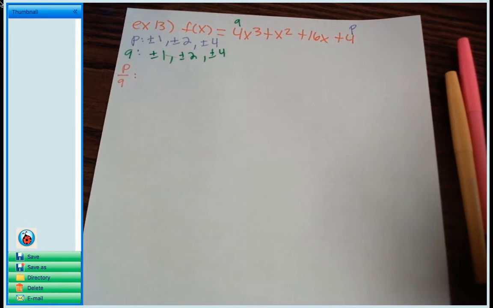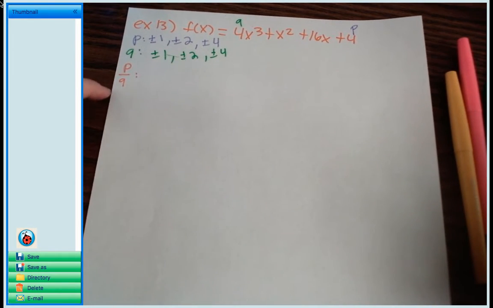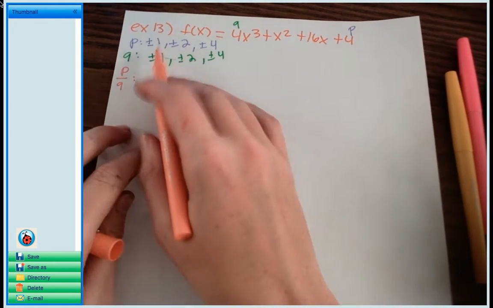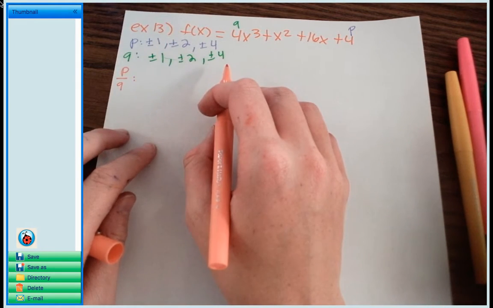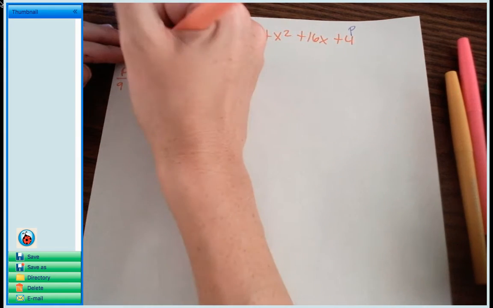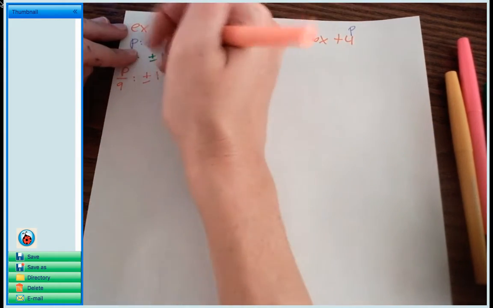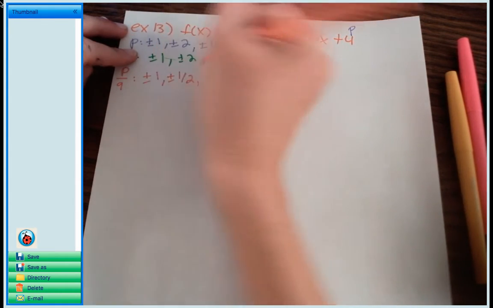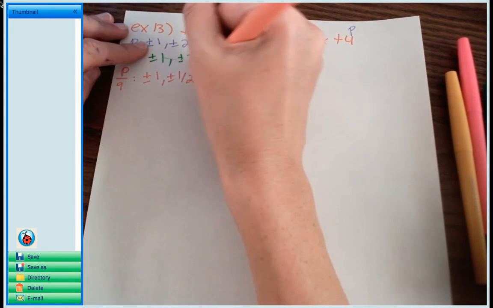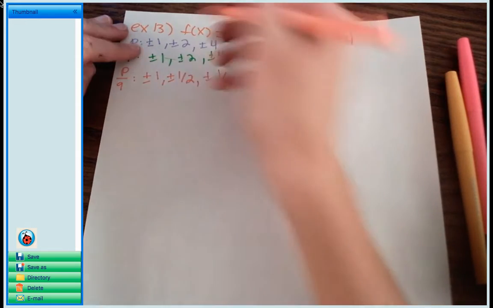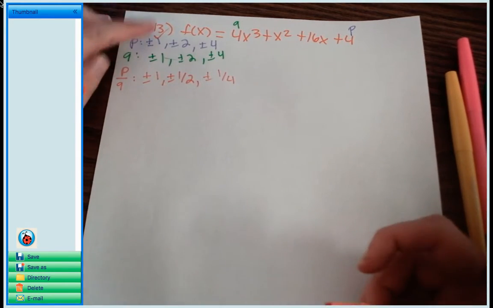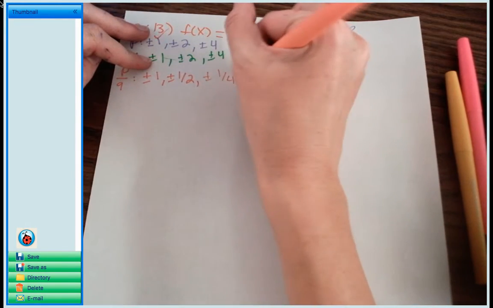All right, guys, now, this is the most important part. This gives us our list of potential zeros. So I'm going to take all my P's and divide by all my Q's. So 1 divided by 1 is 1, plus or minus 1. 1 divided by 2 is plus or minus 1/2. 1 divided by 4 is plus or minus 1/4. All right, 1's done. 2 divided by 1 is 2.